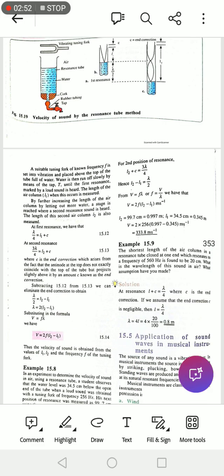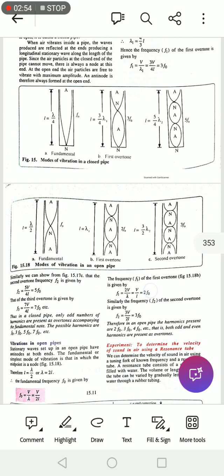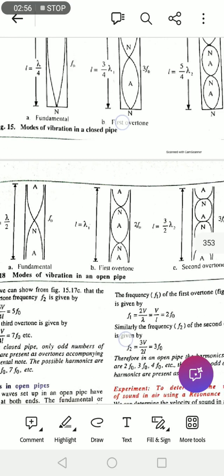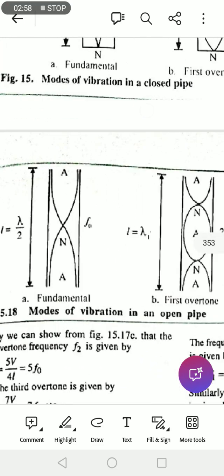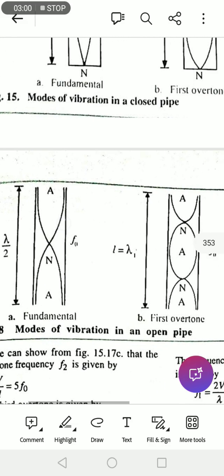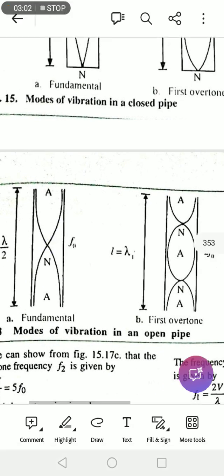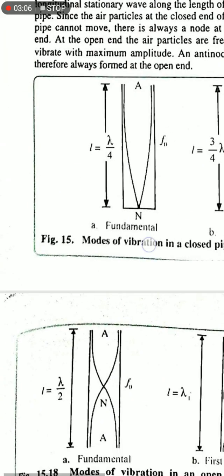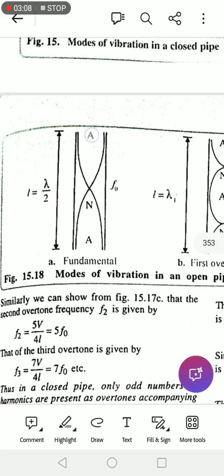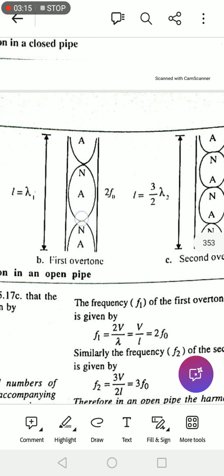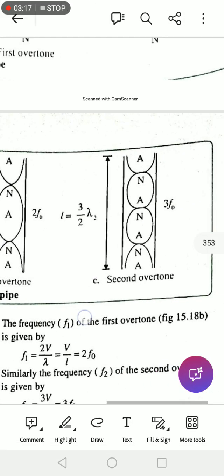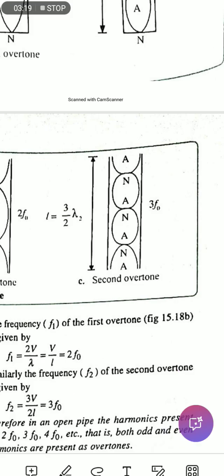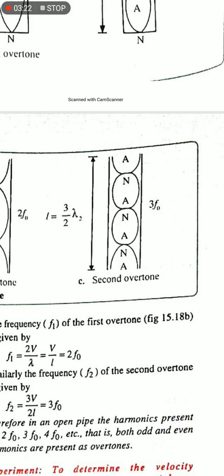This is the New School Physics textbook. So look at it here. Hope you can see. This is the fundamental. You can see the point I'm touching, that's the one node you're seeing there. At the top you have an antinode, at the bottom you have a node, antinode again, and in the middle you have one node. That's the fundamental. First overtone you must have 2 nodes. Second overtone you have 3 nodes. Then the third overtone you have 4 nodes. Do you understand? So that's it.